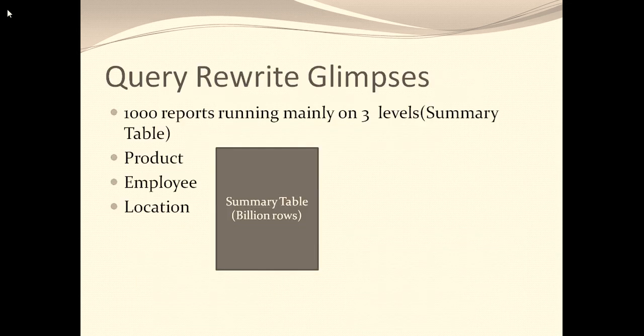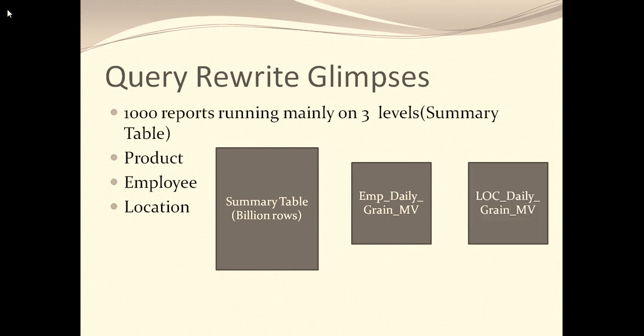So I have my summary table that has billions of rows. I'm going to create 3 materialized views. The first one will be on employee. It will have aggregated values of the sales that are being done by each employee on every day. Then I will create another materialized view, but this time the grain will be daily location, which will indicate the amount of revenue generated by each location on a daily basis. And then I will create my third materialized view, which will be on the basis of product. It will give me the details that a particular product on a particular day has made this much revenue.